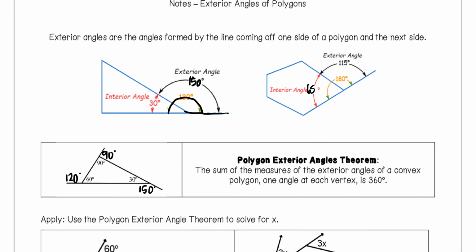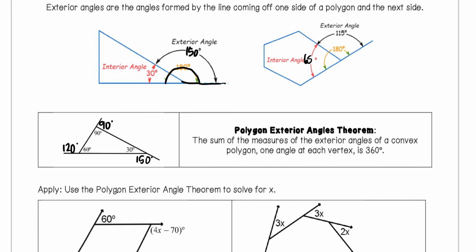As we get more and more sides, we get closer and closer to a circle, and the angles of a circle are always 360. So if you put all of these exterior angles together, they create a circle. We have that exterior angle sum of 360 every single time we have a polygon.